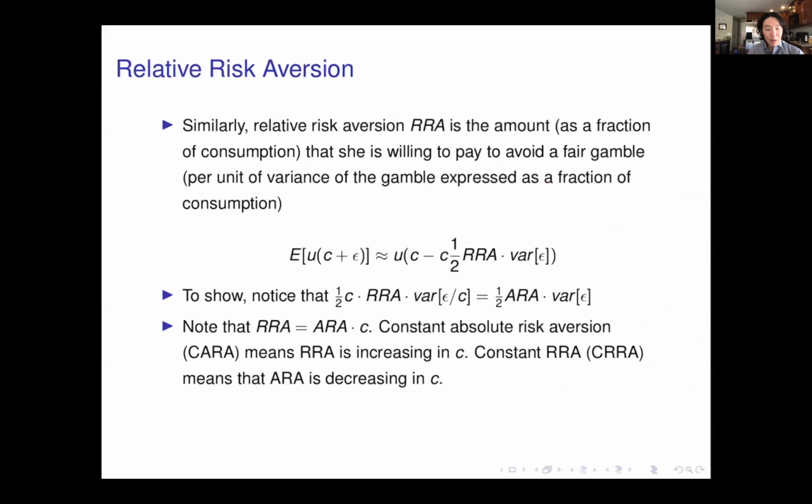And then comes the relative risk aversion. Relative risk aversion is just a scaled version of the absolute risk aversion. So it's the amount as a fraction of consumption that the agent is willing to pay to avoid a fair gamble, per unit of variance of the gamble, expressed as a fraction of consumption. So the only difference is this. In a relative risk aversion setting, you want to make it as a fraction of the consumption.